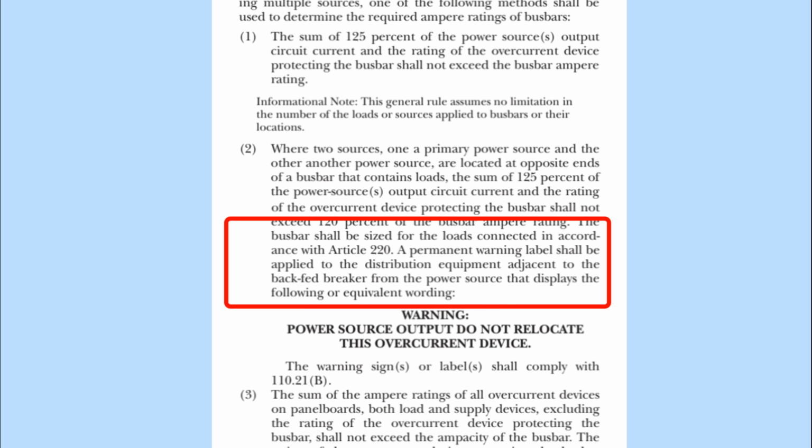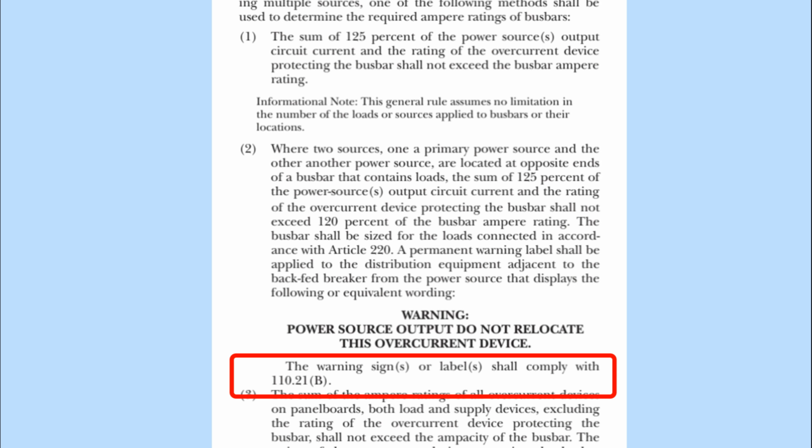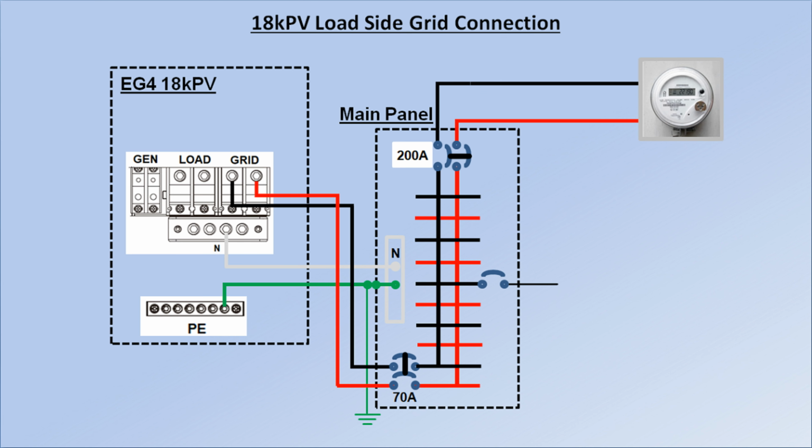A permanent warning label shall be applied to the distribution equipment adjacent to the backfed breaker from the power source that displays the following or equivalent warning. Warning: power source output. Do not relocate this overcurrent device. The warning signs or labels shall comply with 110.21(B). Of all the options, this one appears to be the most applicable for the average installation. We'll take a deeper look at this one later in the video.